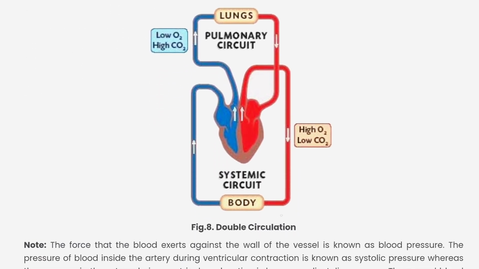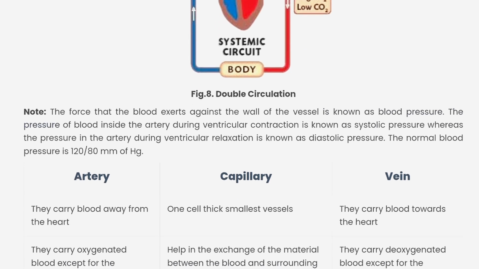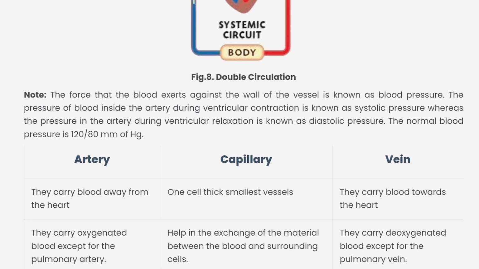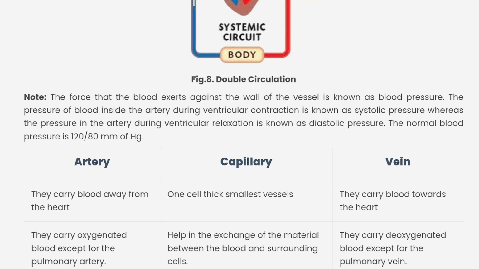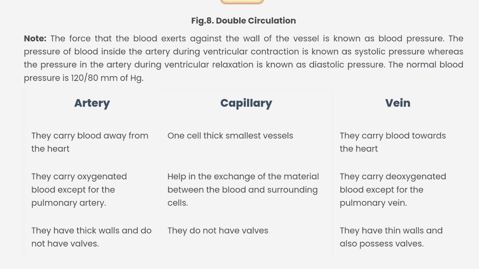Note: the force that the blood exerts against the wall of the vessel is known as blood pressure. The pressure of blood inside the artery during ventricular contraction is known as systolic pressure, whereas the pressure in the artery during ventricular relaxation is known as diastolic pressure. The normal blood pressure is 120/80 mm of Hg.